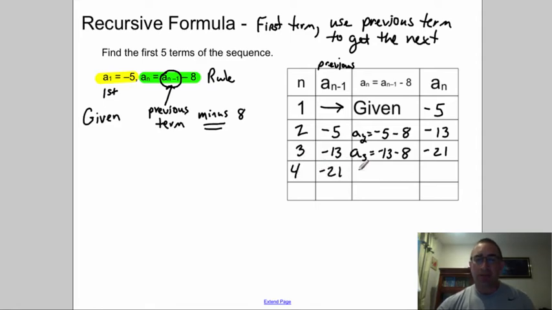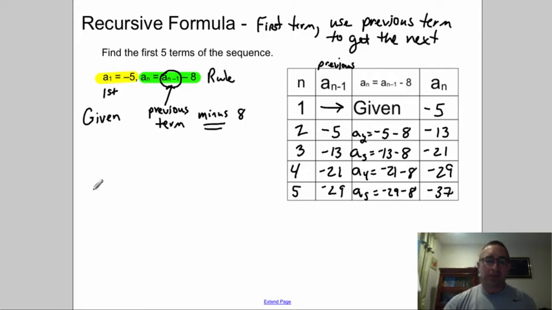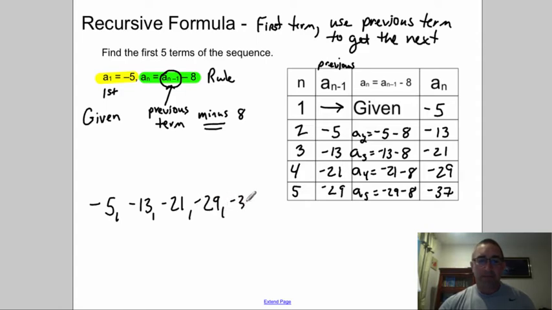I'm going to use the previous term, negative 21. Find the fourth term. I'm going to take negative 21, and I'm going to subtract 8 to get negative 29. Continuing on, I'm going to bring the negative 29 to find the fifth term. I'm going to take that previous term and subtract 8, and I'm going to get negative 37. So when I write out the first 5 terms using commas, negative 5, negative 13, negative 21, negative 29, negative 37.